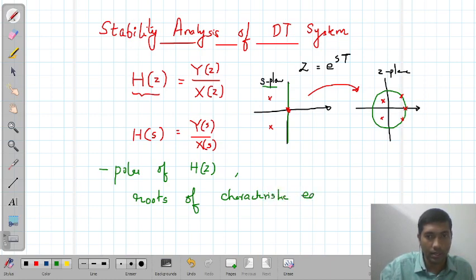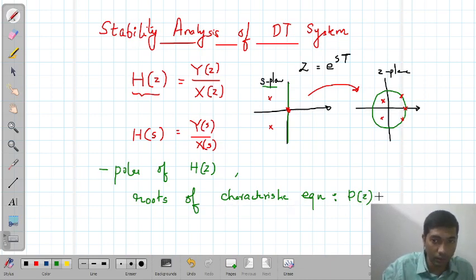Characteristic equation. So what is this characteristic equation? Let me denote it by P of z. This characteristic equation is actually the denominator polynomial in the transfer function, which is equated to 0. So P of z is equal to 0. I'll repeat it once again, because this is very important.